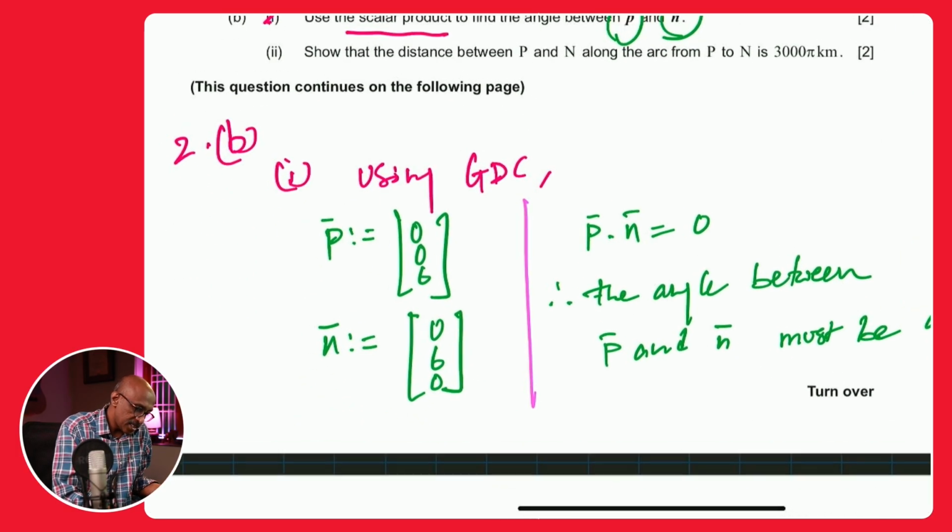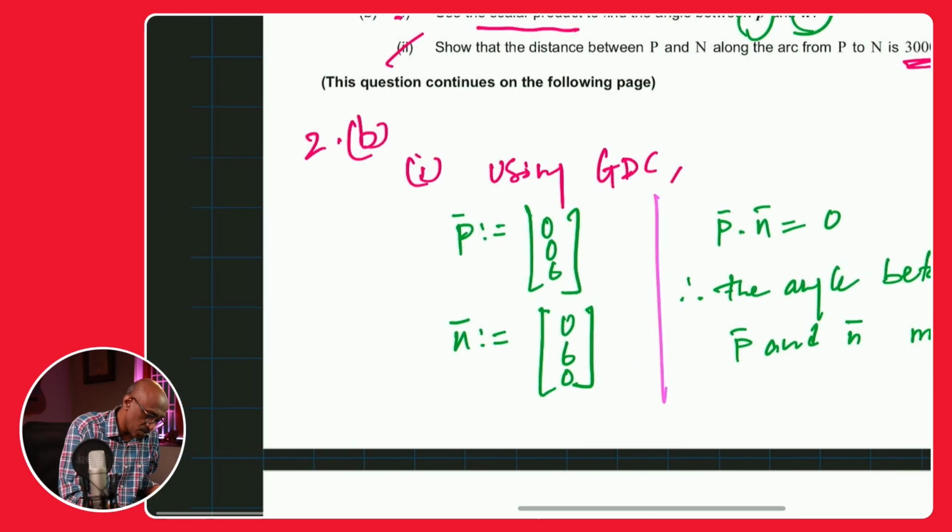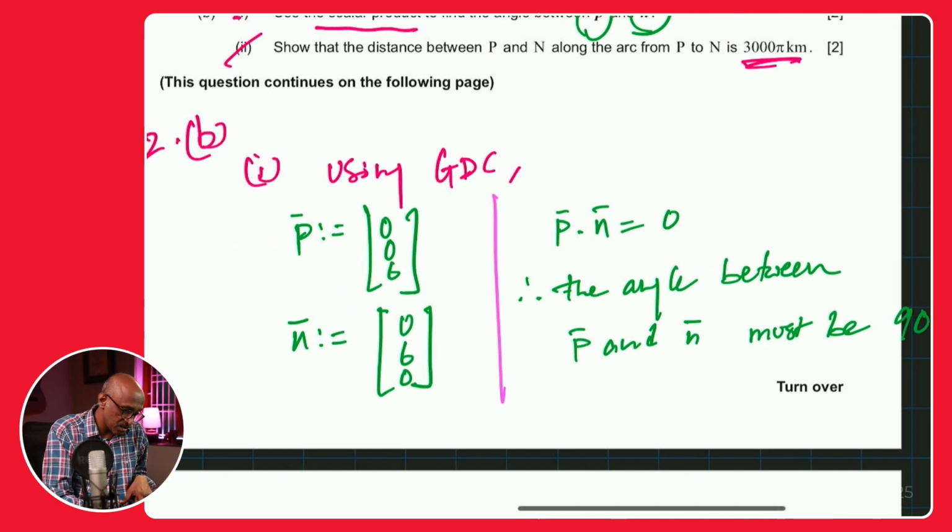Next part: show that the distance between p and n along the arc from p to n is 3000 pi kilometers. Show that the distance is basically the arc length, I believe. So I'm just going to do that here. So this is 2B, the second part. And the angle between them is 90. We've just shown that, okay?